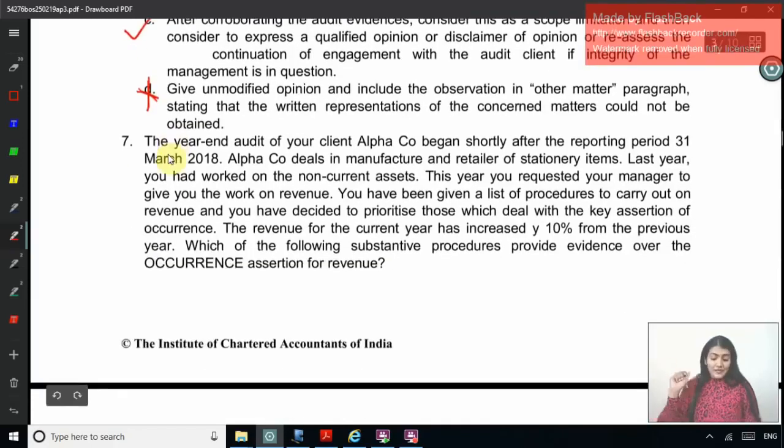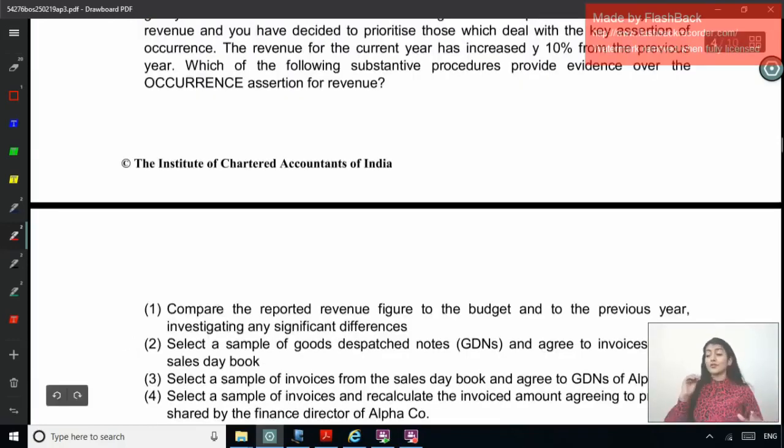Right. Question number 7. The year-end audit of your client Alpha Company began shortly after the reporting period 2018. Alpha Company deals in manufacture and retailer of stationery items. Last year, you had worked on the non-current assets. This year, you requested your manager to give you the work on the revenue. You have been given a list of procedures to carry on revenue and you have decided to prioritize those which deal with the key assertion of occurrence. The revenue for the current year has increased by 10% from the previous year. Which of the following substantive procedures provide evidence over the occurrence assertion for revenue?